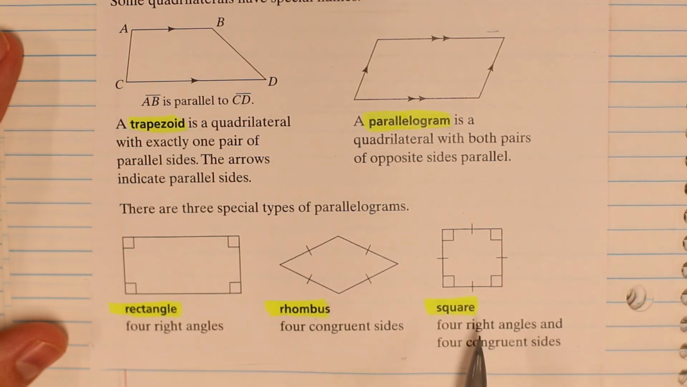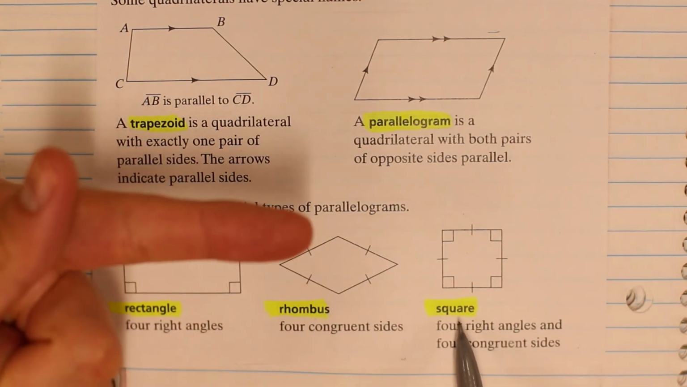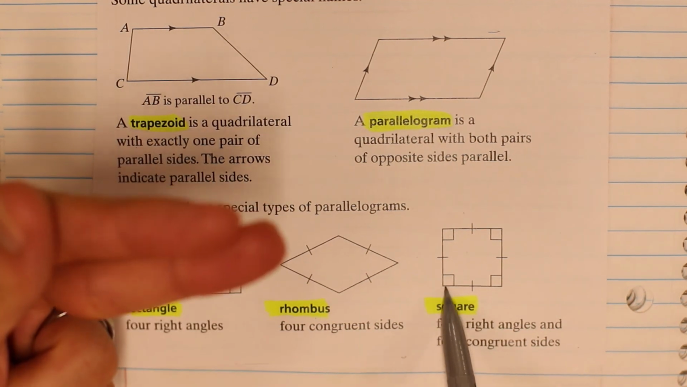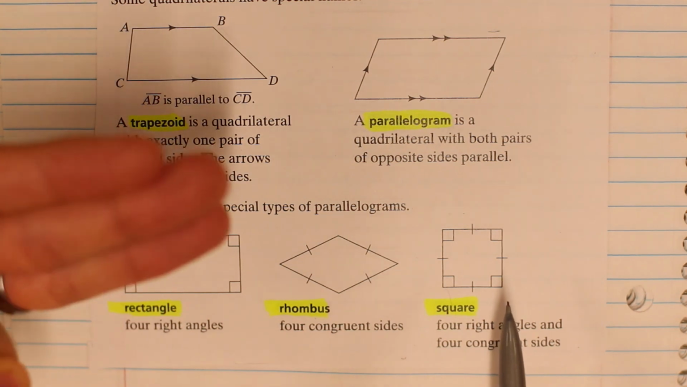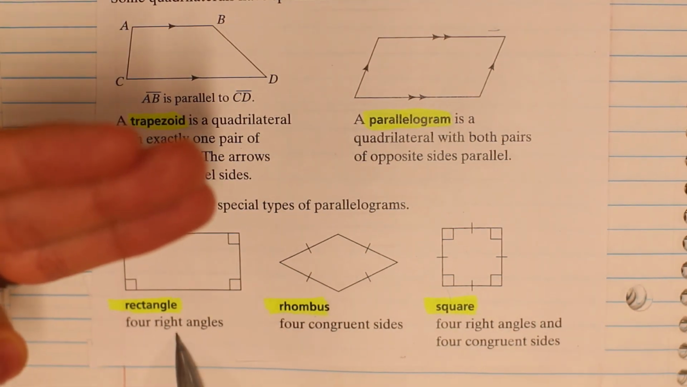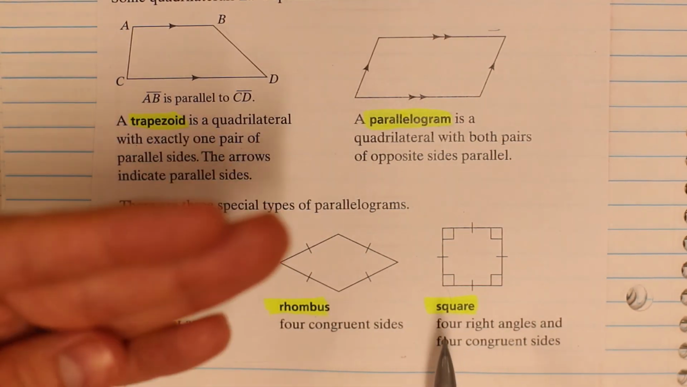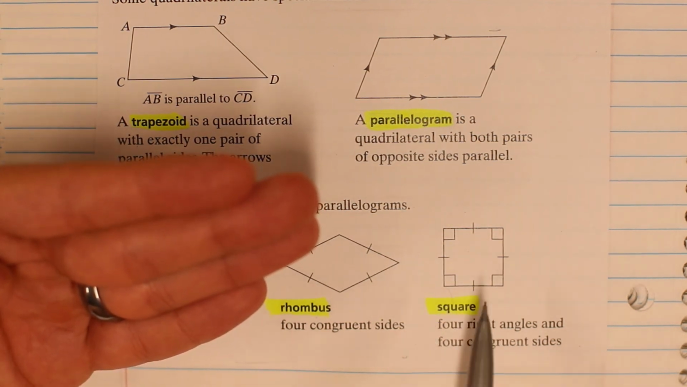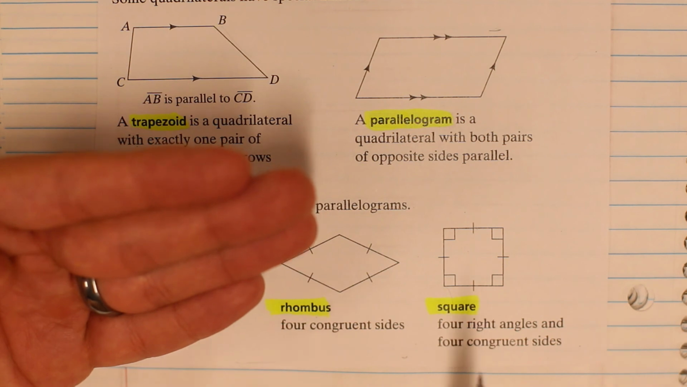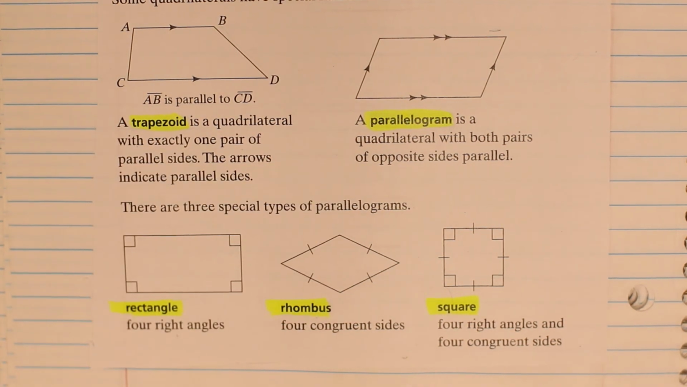The square, it is a quadrilateral because it has 4 sides. It is a parallelogram because the opposite sides are parallel. They're going the same direction. It has 4 right angles, so that makes it a rectangle. It has 4 congruent sides, so that means it's a rhombus. And because it has 4 congruent sides and 4 right angles, it is also a square. So, make sure you know all that.